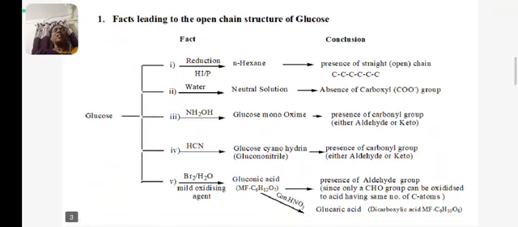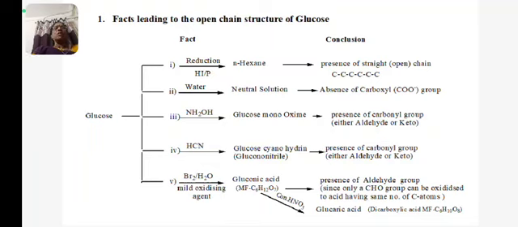Glucose, on treatment with hydriodic acid and phosphorus, undergoes a drastic reduction to give n-hexane as the product. We know that n-hexane has 6 carbon atoms and they are linearly connected. They have a straight chain, open chain structure. From this we can conclude that glucose has a linear or straight chain structure.